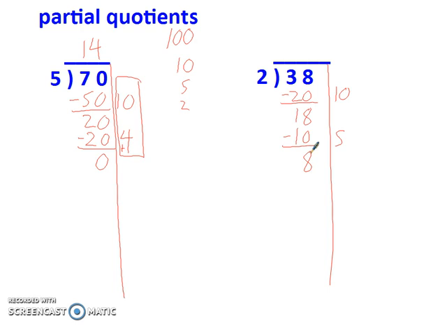Oh, 2, 4, 6, 8. That would be 4 of them. So 4 times 2 is another 8. And now I'm down to 0. Add up 10 plus 5 plus 4. Gives me 19.